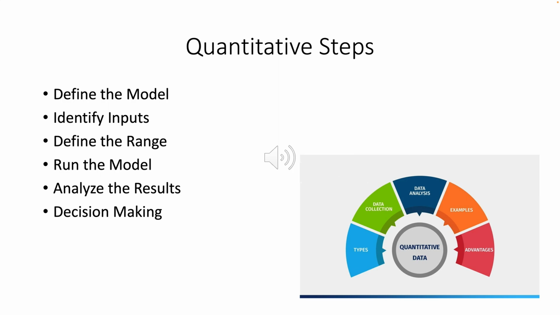Run the model. Run the model for each combination of input values within the defined range. This will give you a set of results for each scenario. Analyze the results. Analyze the results to determine the sensitivity of your model to changes in the inputs. This could involve calculating sensitivity, conducting regression analysis, or using other statistical techniques. Decision making. Use the information from the sensitivity analysis to make informed decisions. This could involve adjusting your project plan, revising your budget, or changing your strategy.